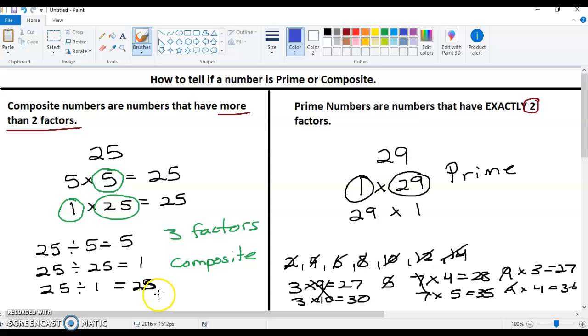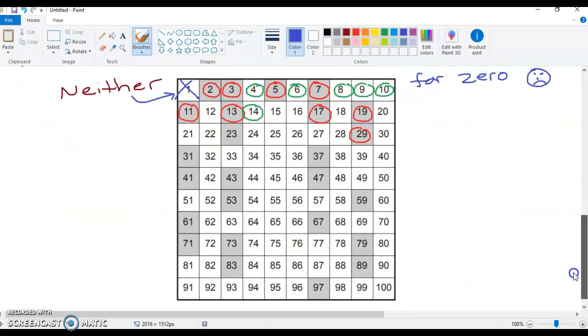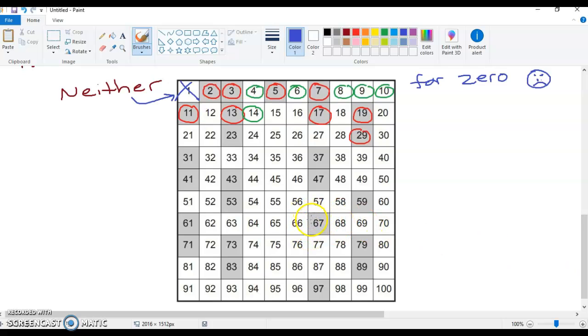My best suggestion, if you're unsure, is to use a chart. You can use this kind of chart or a multiplication chart, and you can make up your own and mark off the ones that are prime.